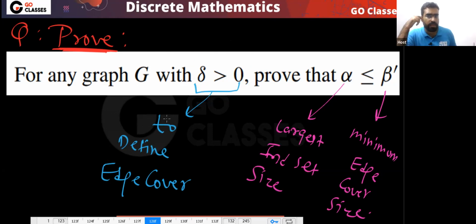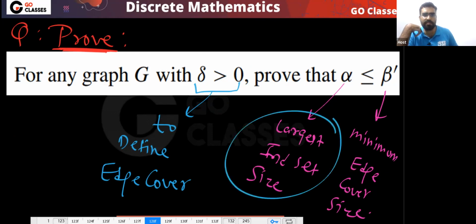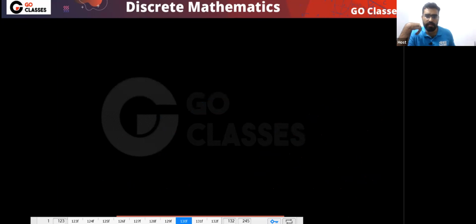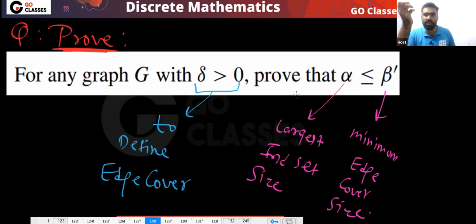Now tell me, can you prove that the largest independent set, the independence number, is less than or equal to the minimum edge cover size? See, the idea is very simple. Just observe these two things.